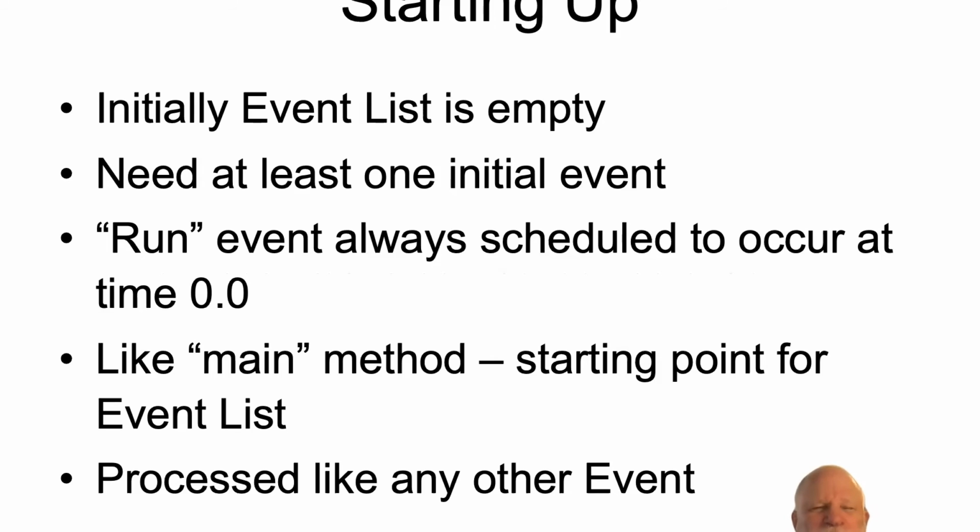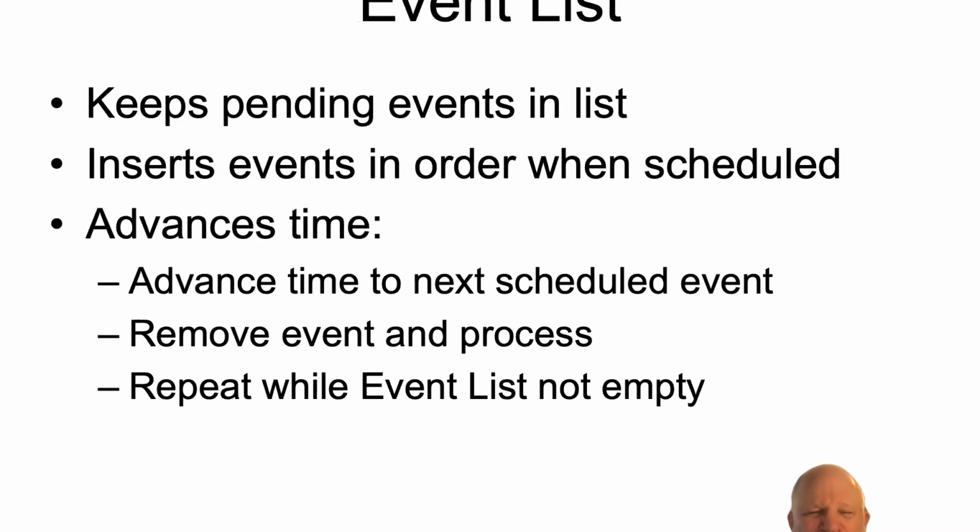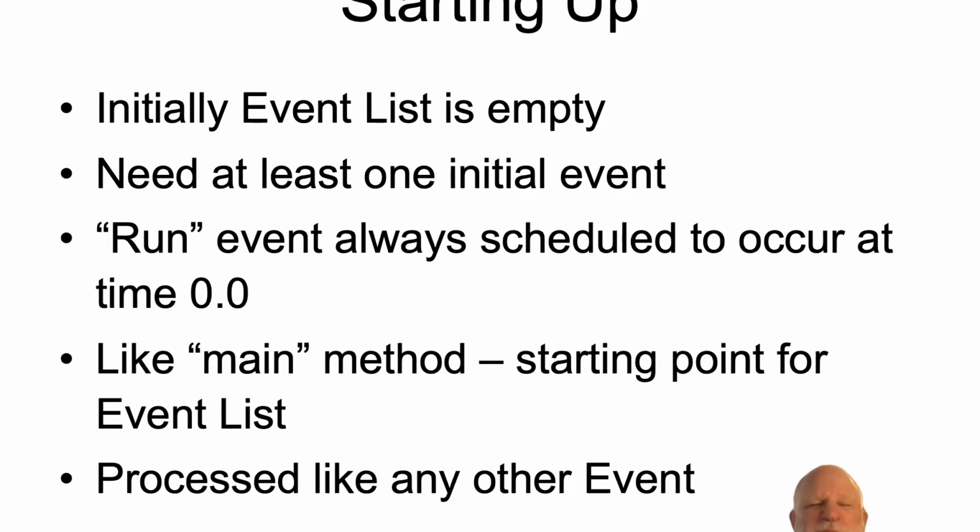In discrete event, that initial event is called run, for historical reasons. And so every discrete event model is going to have a run event, which is always scheduled to occur at time 0. And so that ensures that the event list is not going to be empty at the start, and at least we have a fighting chance of it doing something. The only thing that distinguishes the run event is the fact that it's put on the event list to begin with. After that, it gets processed like any other event. It has a state transition. It schedules other events. Those are the only things that events do.